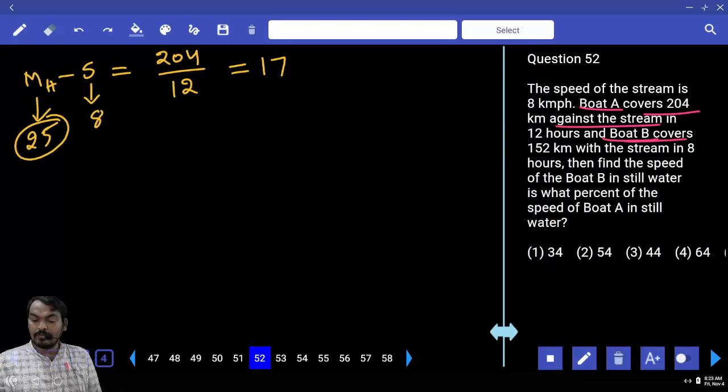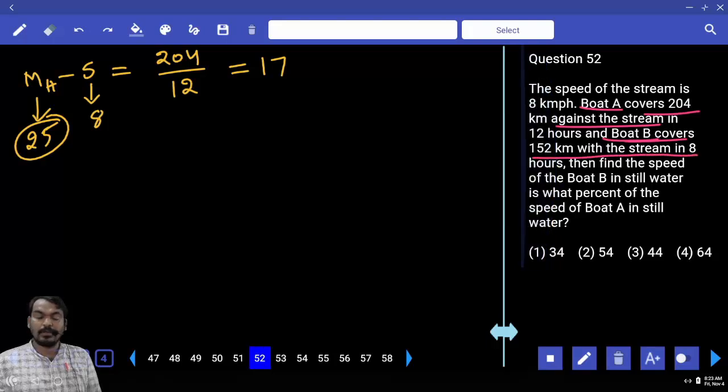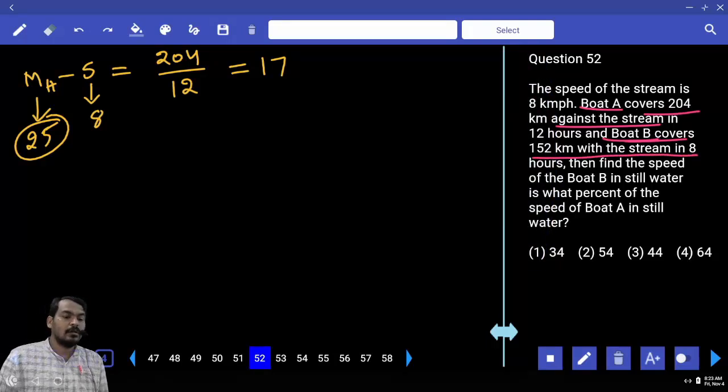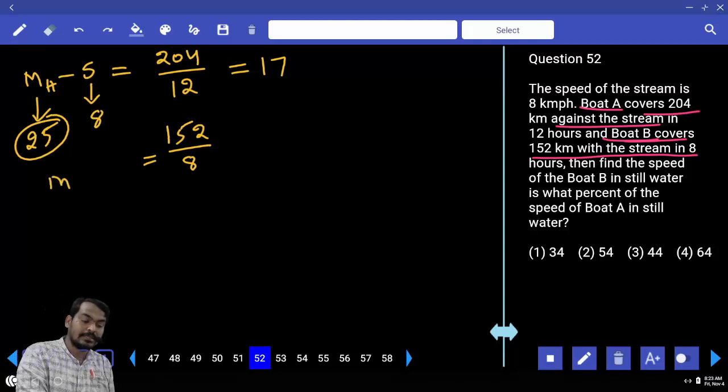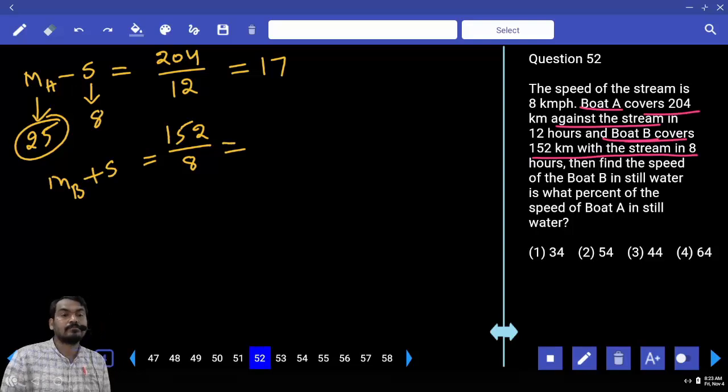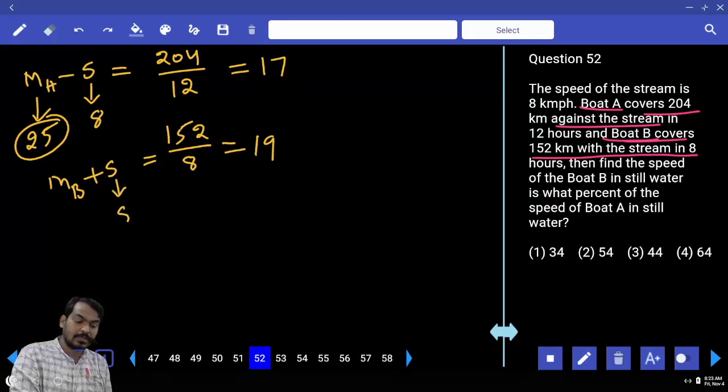Boat B covers 152 kilometers with the stream in how many hours? 8 hours. With the stream means downstream or upstream? Downstream. What is the distance value? 152. Time is 8 hours. That is equal to downstream speed, MB plus S, that is equal to 19 or not? Okay. What is the S value? 8. S is 8 means MB value is 11 or not?